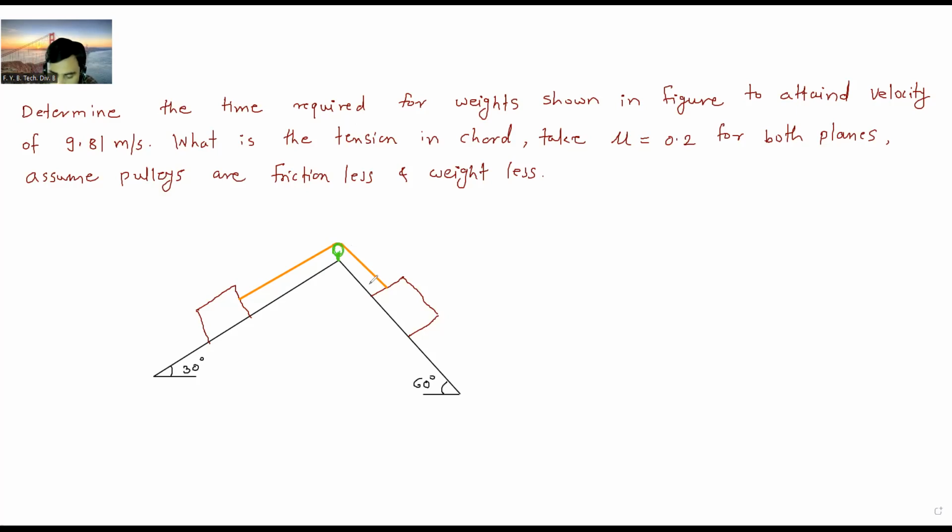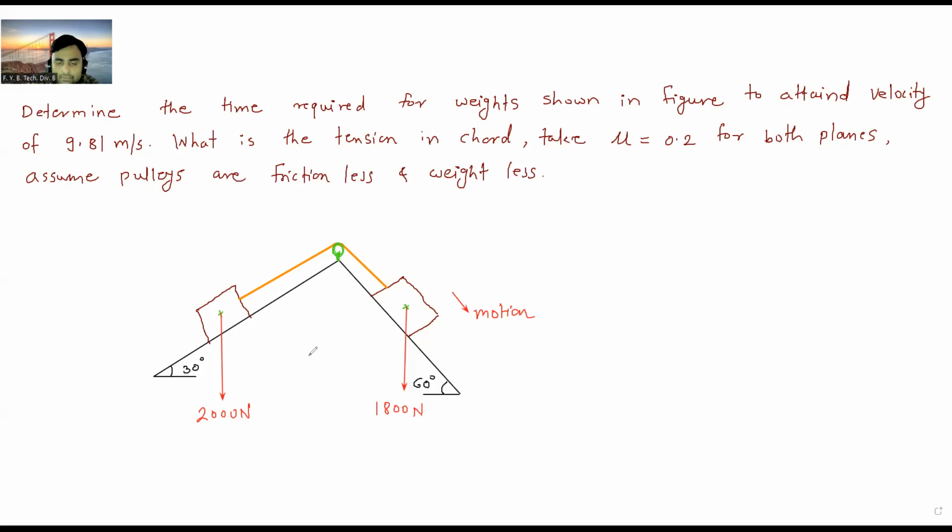Then the weight of each block will act through the CG. Now the weight is given for this block: it is 2000 newton. For this block, it is 1800 newton. The direction of motion is also given. This is the direction of motion. These many things are given to us. Now we have to solve the further problem.